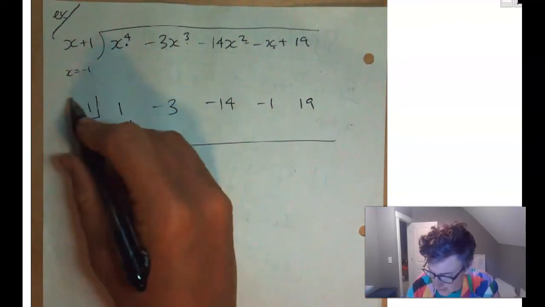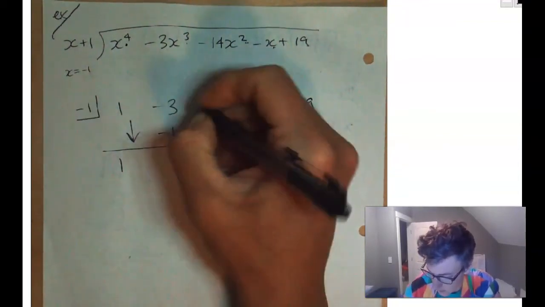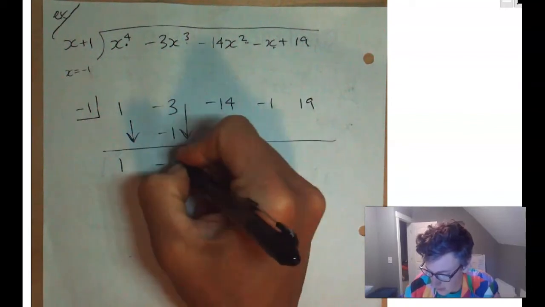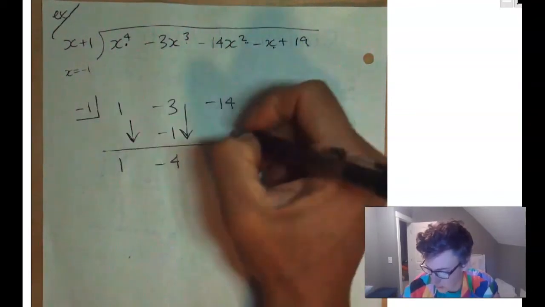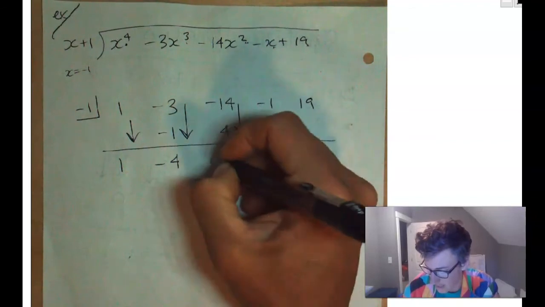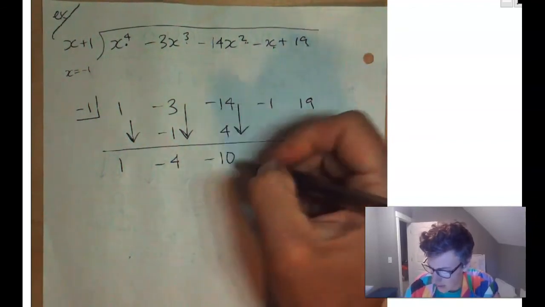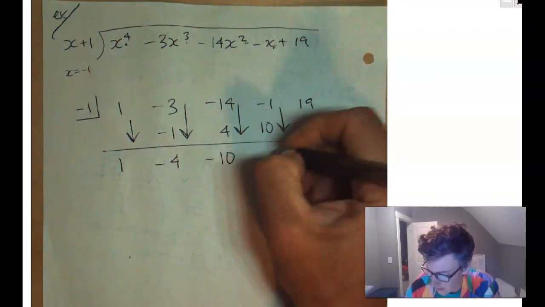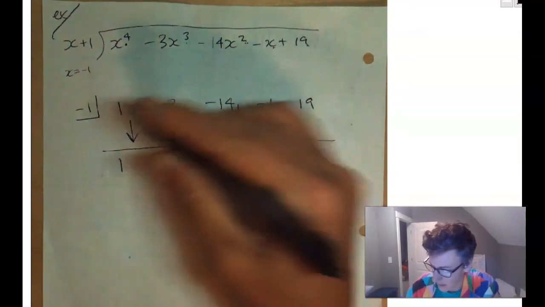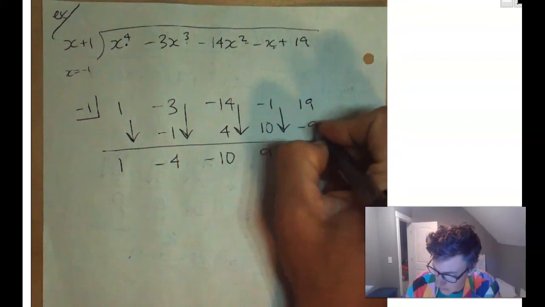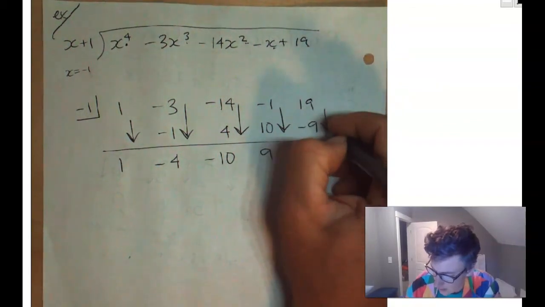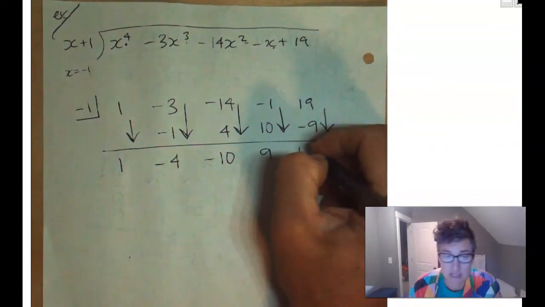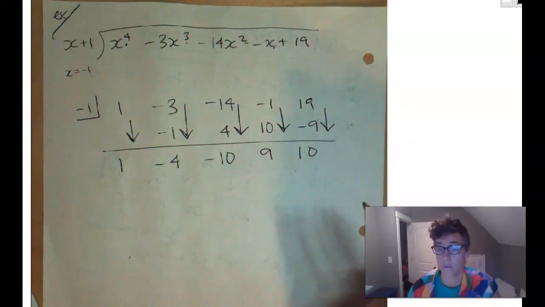1 times -1 is -1. Add straight down, we get -4. -4 times -1 is +4. Add straight down, we get -10. -10 times -1 is +10. Add straight down, we get 9. Multiply by -1, we get -9. Add straight down, we get 10. That was super fast.